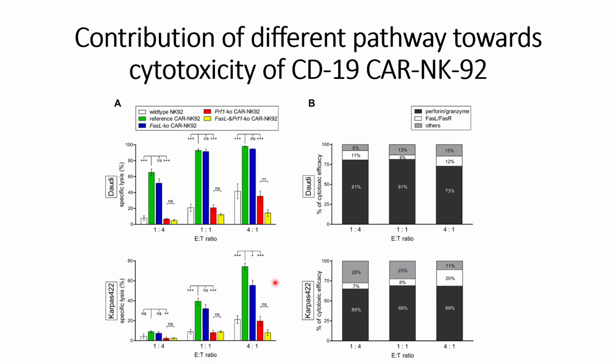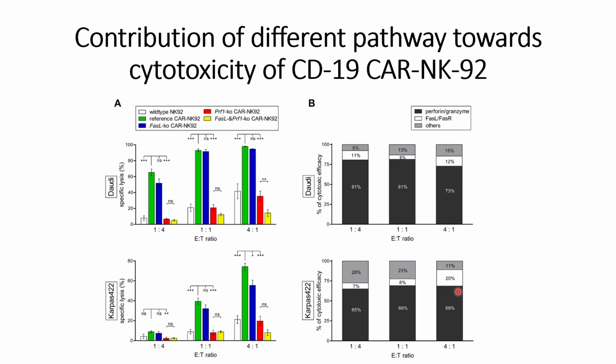Based on these results, they made a percentage contribution chart at different effector to target ratios, indicating the contributions of the different mechanisms towards the cytotoxicity effect of CD19 CAR-NK92. They see that the effect of the perforin knockout is significant, and the contribution of the FasL ligand increases with an increase in the effector to target ratio. They have seen this for both Daudi cells and Karpas422 cells.